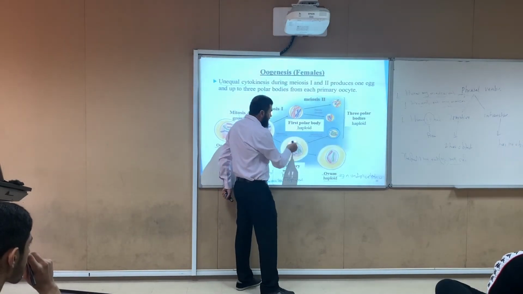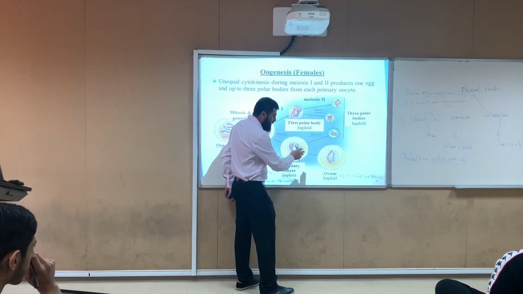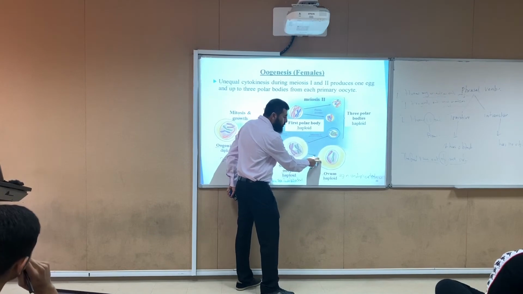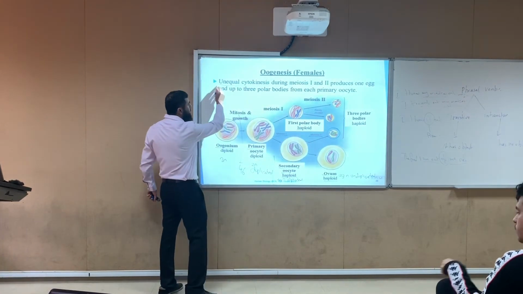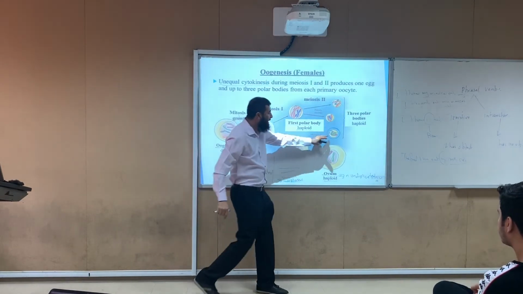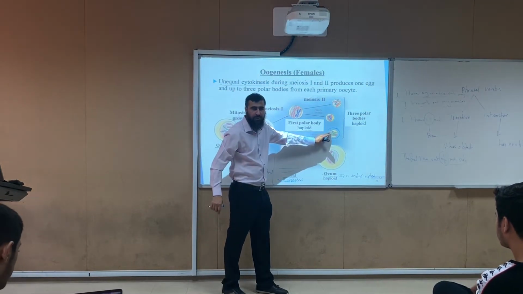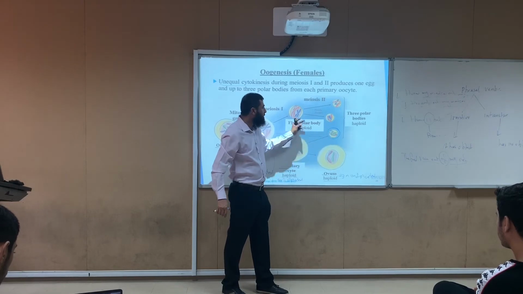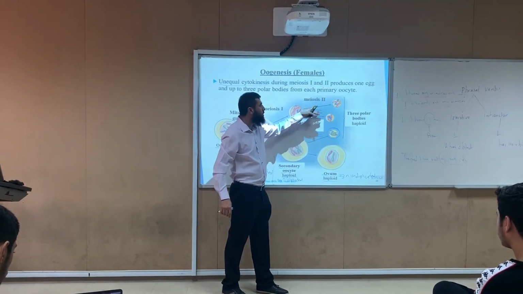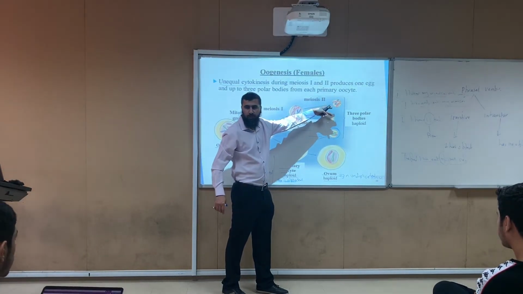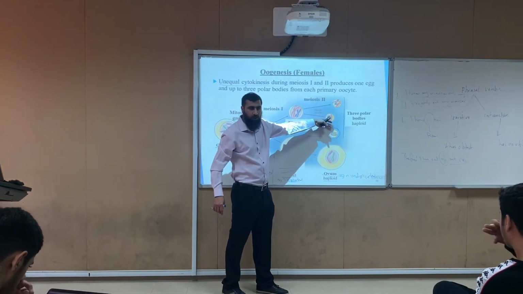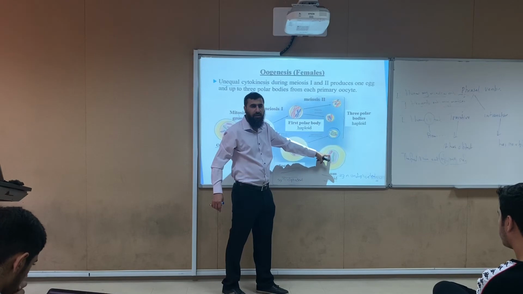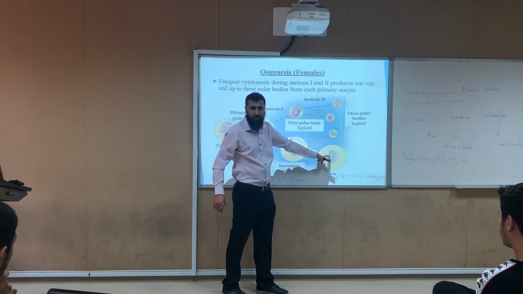So now, the secondary oocyte, as I said, undergoes meiosis two. Most of the cytoplasm ends up in the ovum because of unequal cytokinesis, and only the excess chromosomes end up in the second polar body. Sometimes the first polar body can undergo meiosis two and form two more polar bodies, okay? And you end up with up to three polar bodies and one viable ovum, okay?